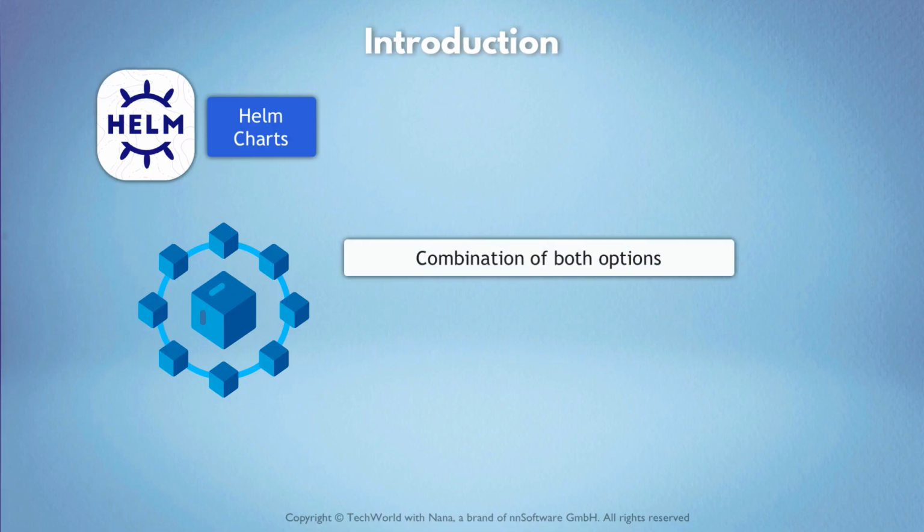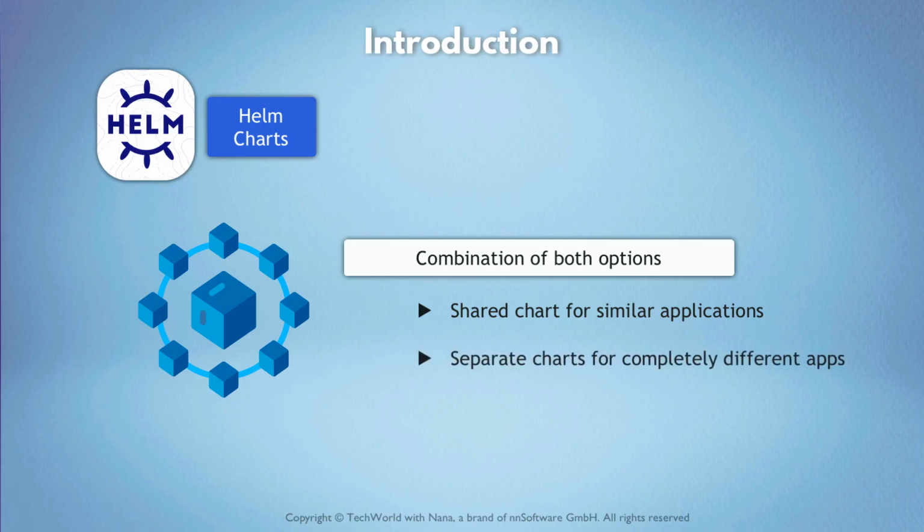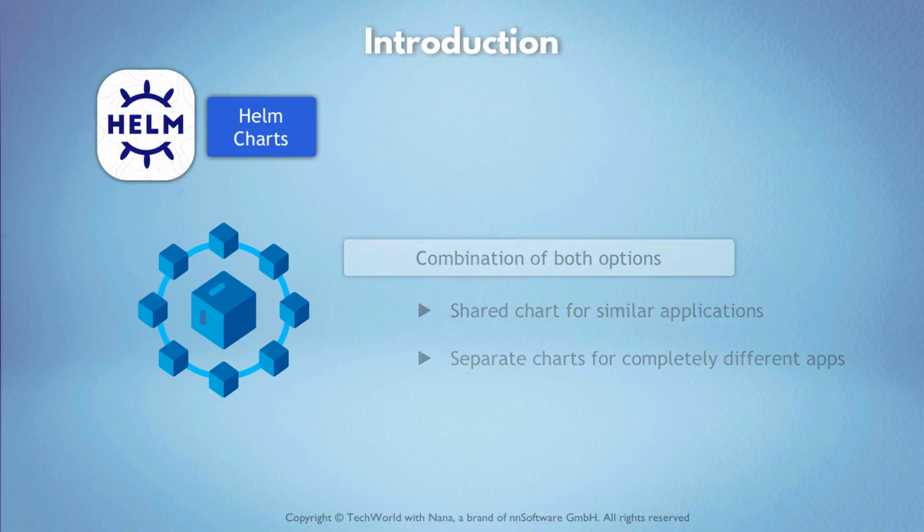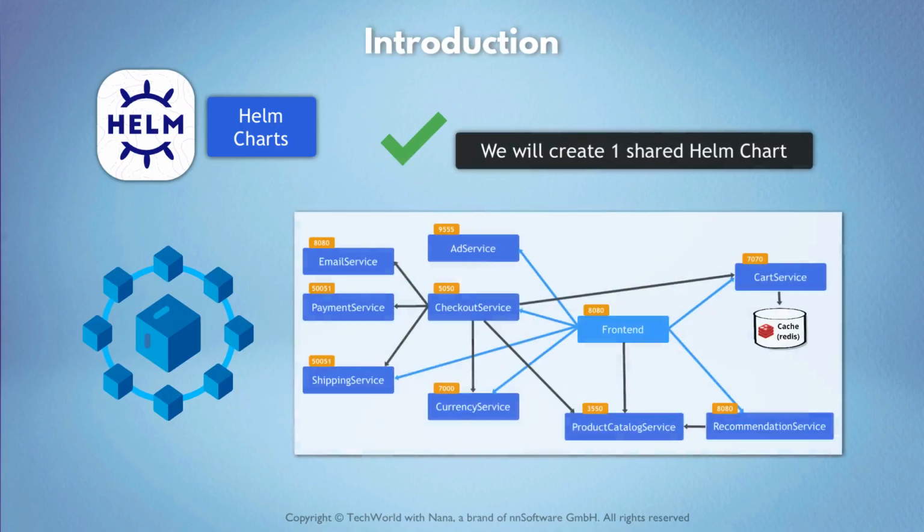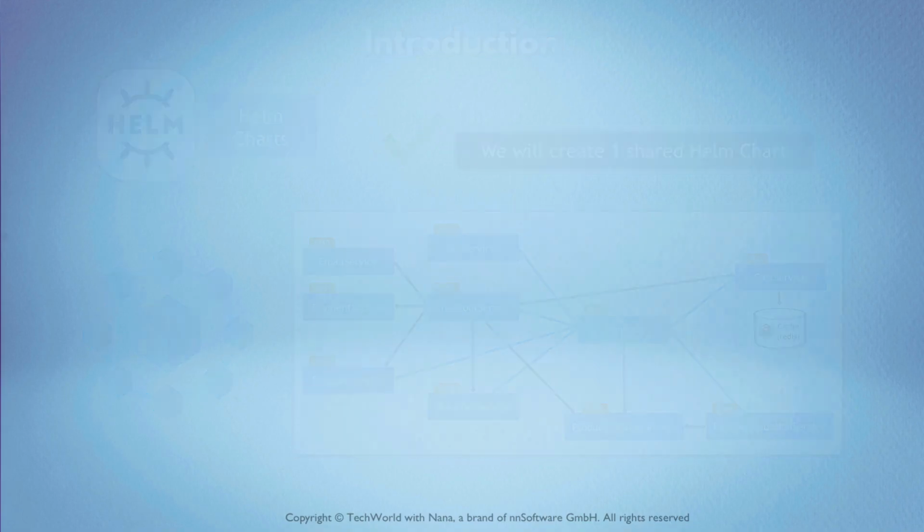If you have a bunch of applications that are very similar, for those we can use one single chart that they can share and then pass different values for each individual service. And if in addition you have a handful of applications that are different and have a different configuration, for those we can create separate charts to avoid overcomplicating the main Helm chart. In our case, the configuration is almost the same for all the services, so we're going to create a shared chart for all our microservices.